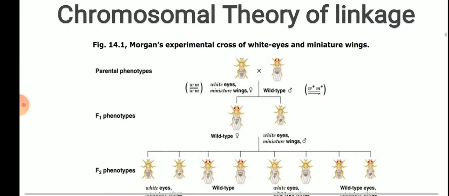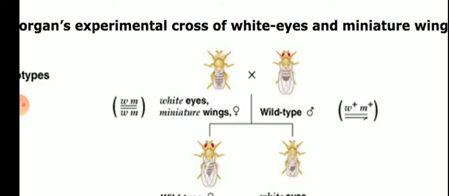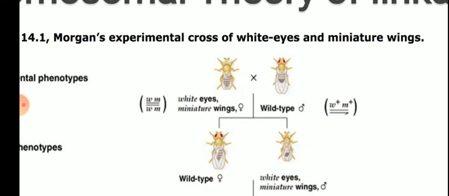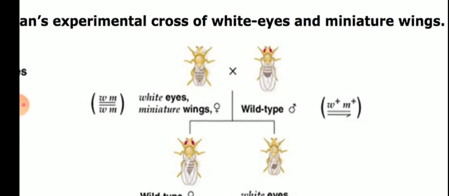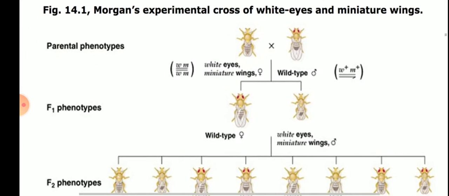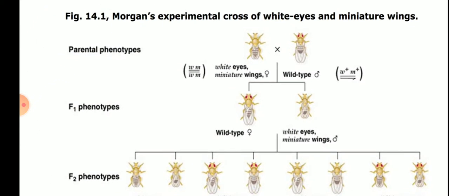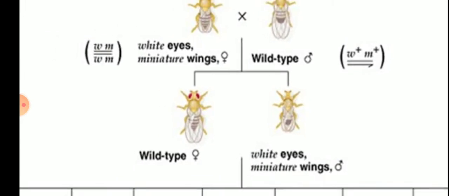Here we have taken one example of Morgan's work on Drosophila. He selected a male and a female. The female has white eye and miniature wing, two recessive characters, and he selected a male of wild type, having red eye and normal wing. In the F1 generation he got females having red eye and normal wing, and males having both recessive characters.